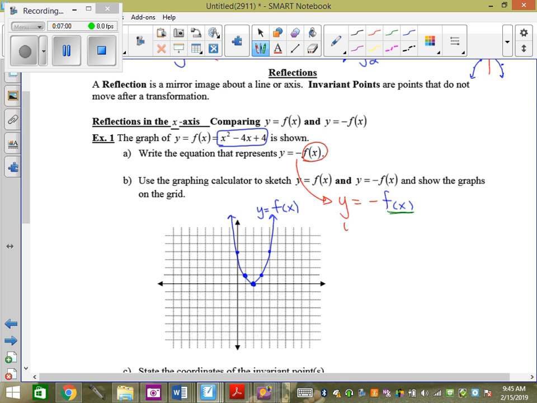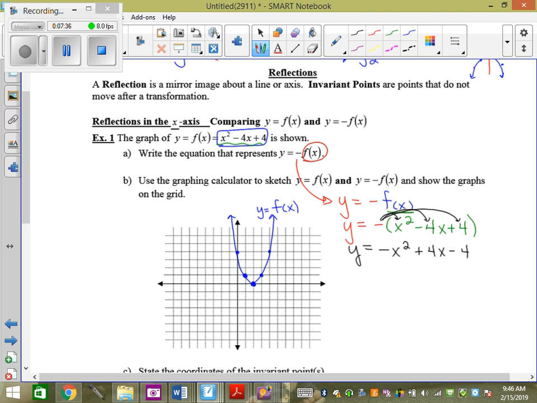So I'm going to take this f of x and replace it. Y equals negative, I'm going to replace it with this: x squared minus 4x plus 4. And then I need to distribute. So I'm going to get negative x squared plus 4x minus 4. We'll type that equation in a second.